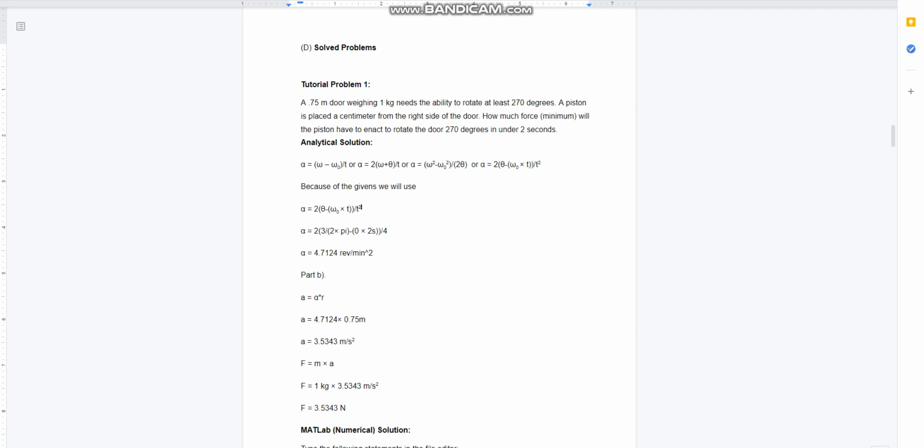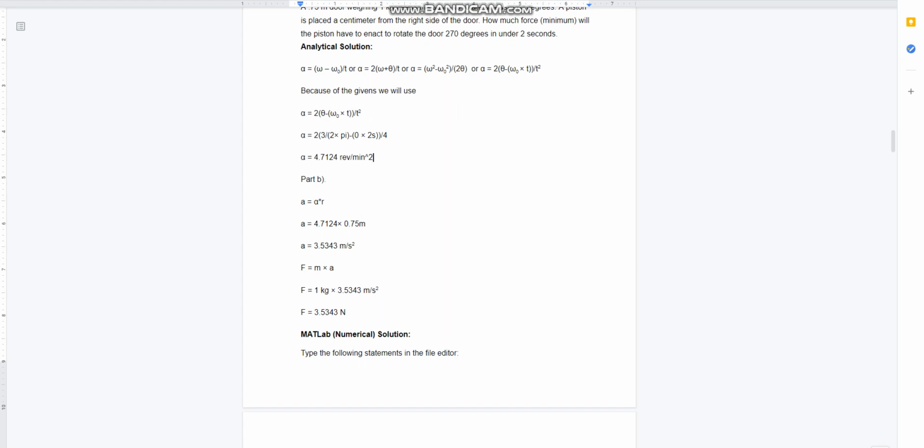So initially we're given the four formulas involving angular acceleration. There are actually five, but only four of them involve angular acceleration. Due to the givens, we're going to choose this formula right here. Then we plug all of our variables in after converting the 270 degrees to radians, because if you do not, it will not work properly, and it gives you an angular acceleration of 4.7124 revolutions per minute squared.